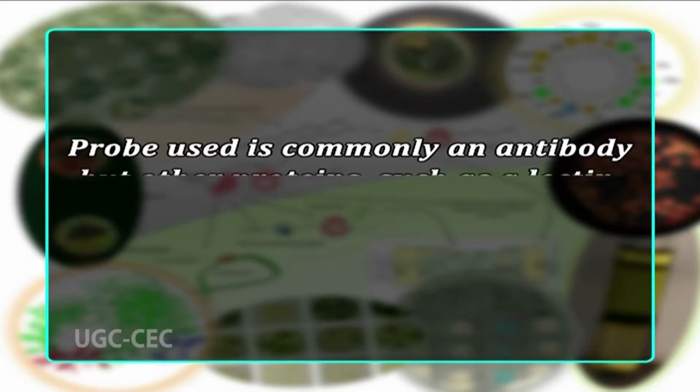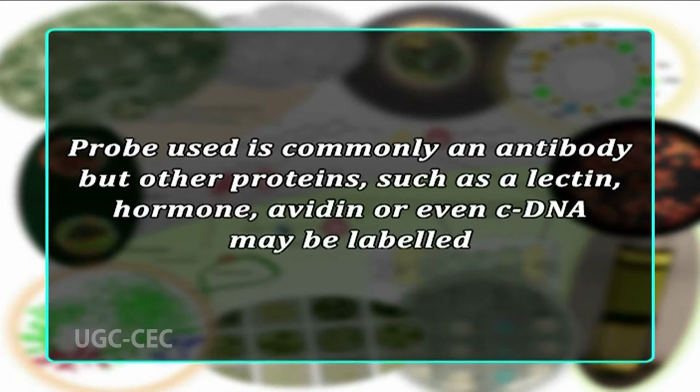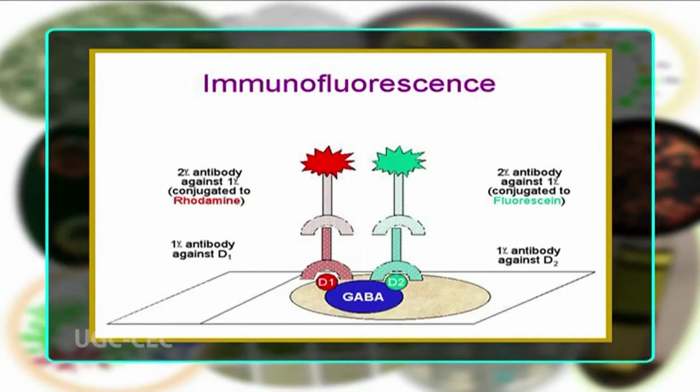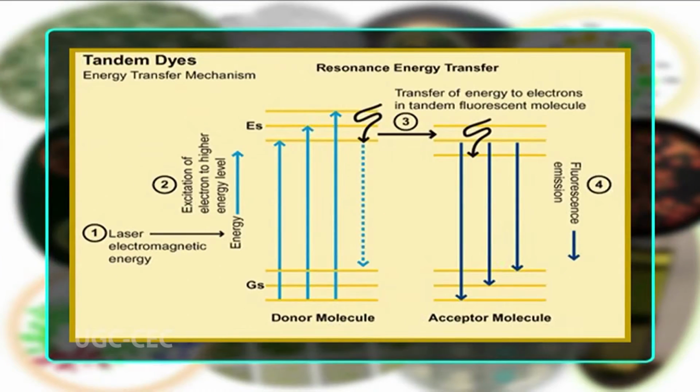The probe used is commonly an antibody, but other proteins such as lectin, hormone, avidin or even cDNA may be labeled. The largest application of labeled protein is for immunofluorescence. The most common fluorochrome used to label proteins is fluorescein isothiocyanate. The isothiocyanate group reacts with the amino group on the lysine residues in the protein. The number of labeled proteins that can be used has been greatly extended by the use of the tandem dyes.